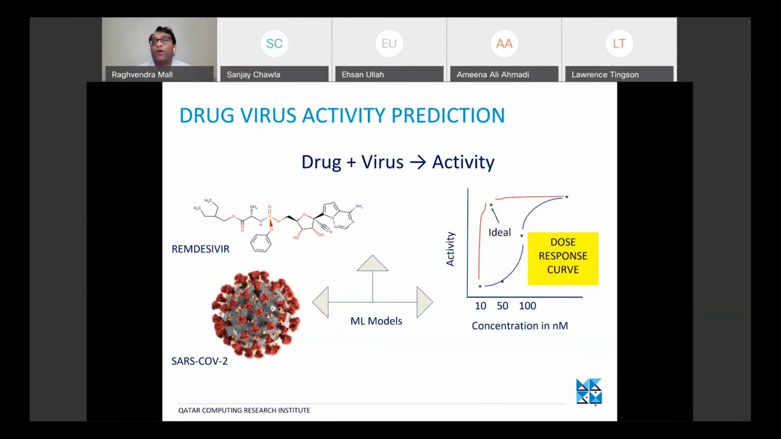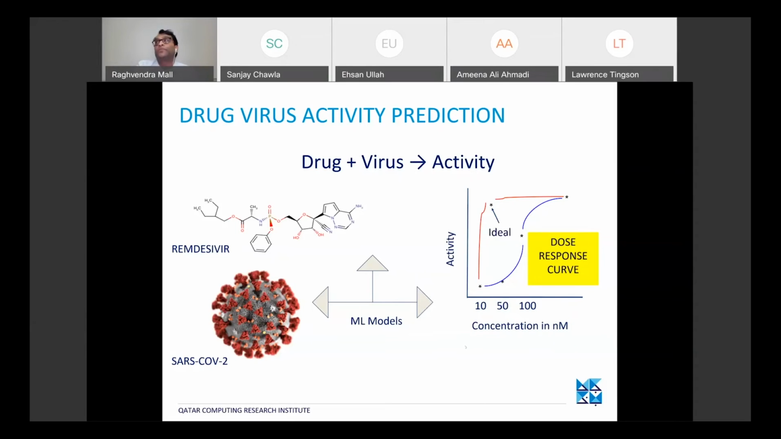To do that, how the activity is estimated is that you take different concentrations of the drug, and what you want to see is that at low concentration, the drug binds to the viral protein and inhibits its function. So what is done in the laboratory is that at different concentrations, you measure the activity and you try to extrapolate and get the full area under the dose response curve, which gives you a complete picture of how effective the drug is against the virus.